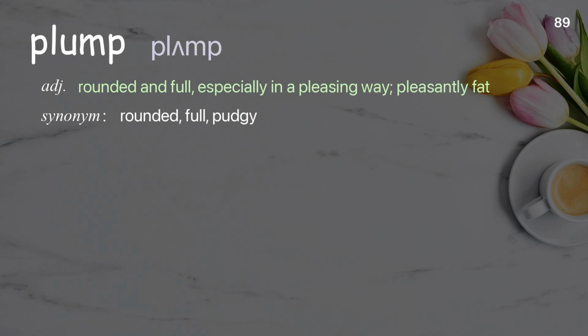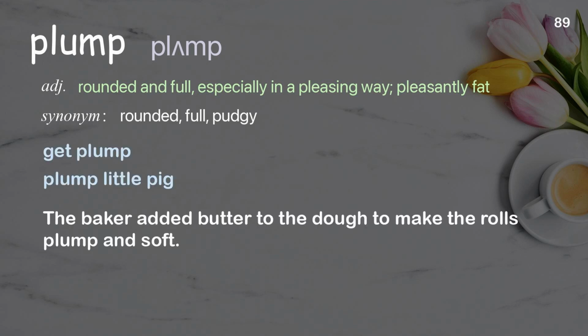Plump. Rounded and full, especially in a pleasing way; pleasantly fat. Examples: get plump. Plump little pig. The baker added butter to the dough to make the rolls plump and soft.